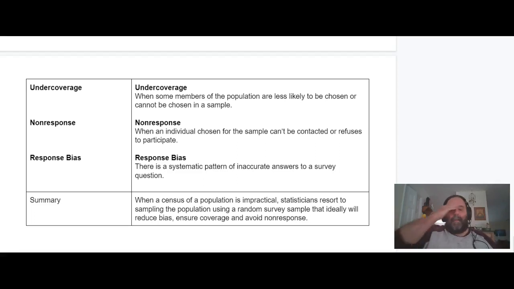All right, so that's our intro to collecting data. We're going to be working with this idea of sampling and surveys for the next couple of days, and we'll keep talking about it. All right.